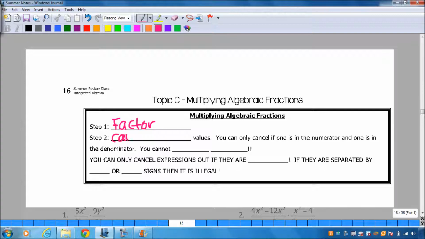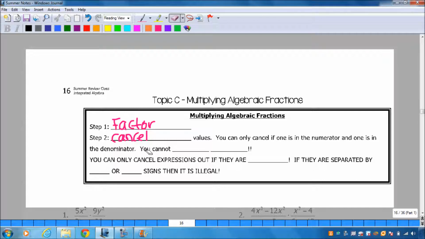So when we simplified fractions, there was only one numerator and one denominator. But when we multiply fractions, it just means that we have multiple numerators and multiple denominators, but we can still cancel stuff out. It's basically the same thing.